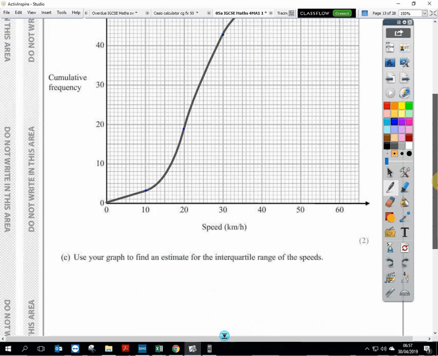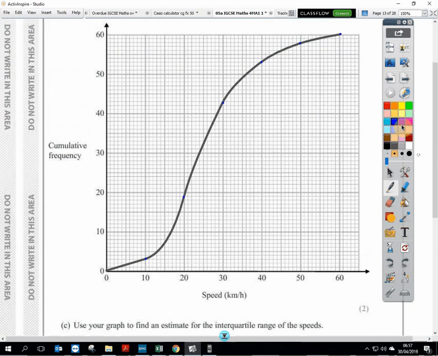Next one, use your graph to find an estimate of the interquartile range. So for the interquartile range, what we need to do is draw a line across at the upper quartile and the lower quartile. Now the data goes up to 60. We know that from the previous page. So that means the median will be at 30, which means the lower quartile, which is half of the halfway point, is at 15. And then the upper quartile is 3/4, so 3 lots of 15 is 45. Okay, so these are where you draw lines across.